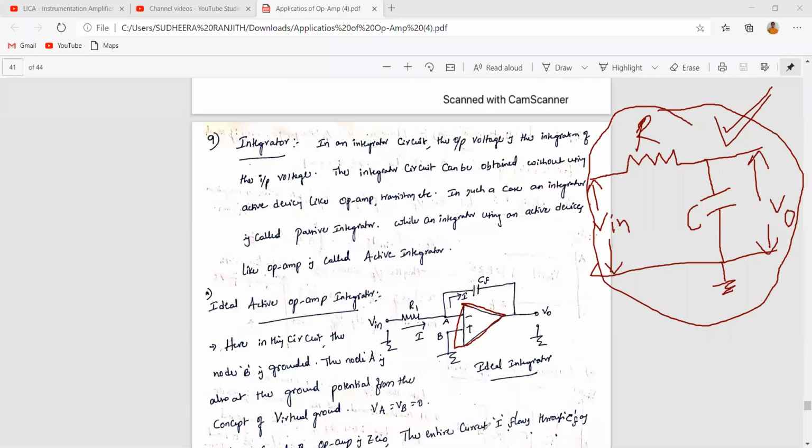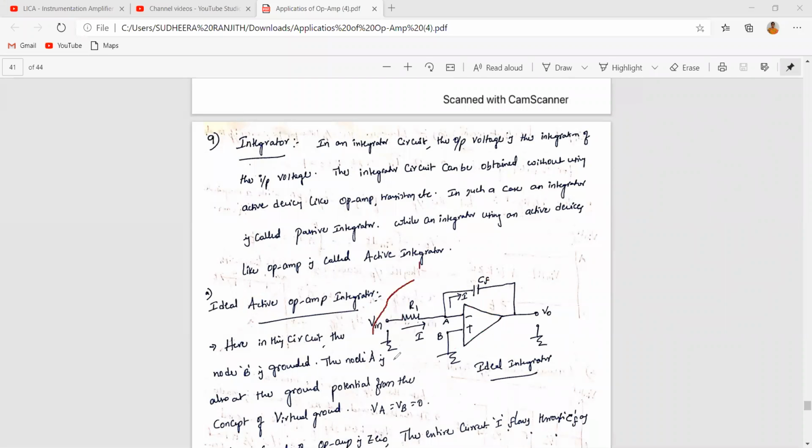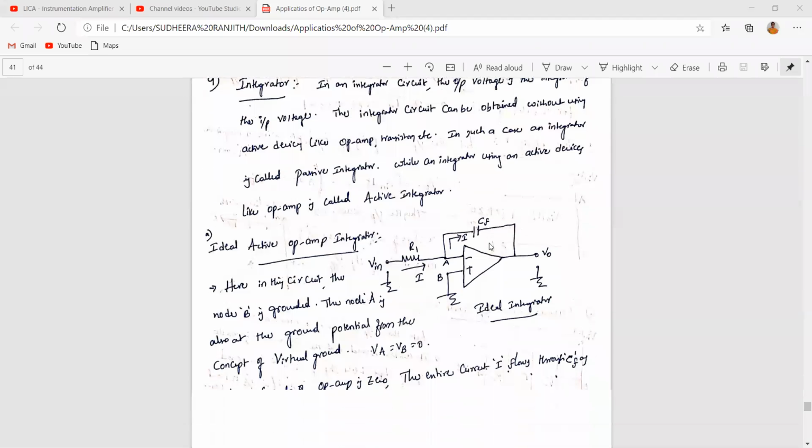If you observe, this is the ideal active integrator. If you observe the components R and C, they are similar to your passive integrator. But the difference is the op amp, which is an active device. That's why this entire circuit is called the circuit diagram of the active integrator. Okay, right? Is it clear?